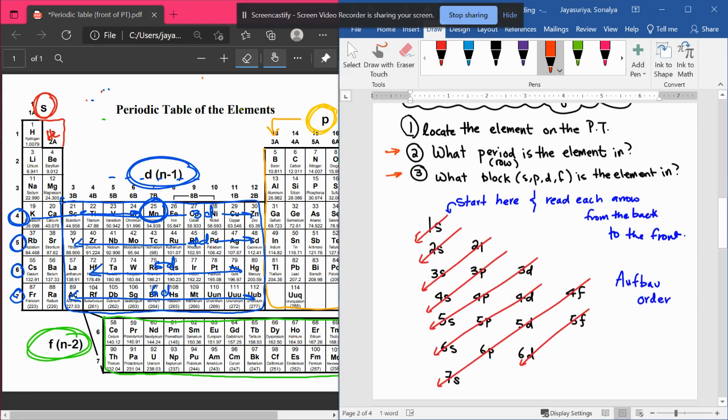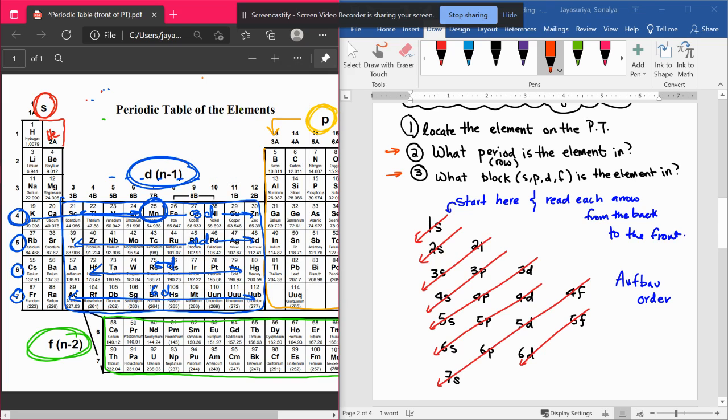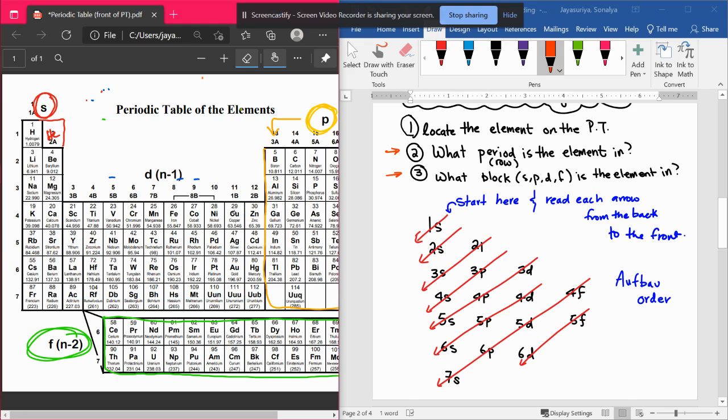Remember, in our Aufbau order, 4s comes before 3d. In order to mirror that, the entire d block has been shifted one down. Okay, so because of that, the d block is n minus 1, the actual physical period it's in.